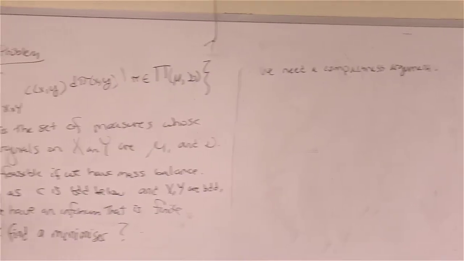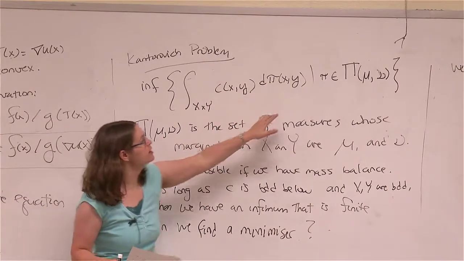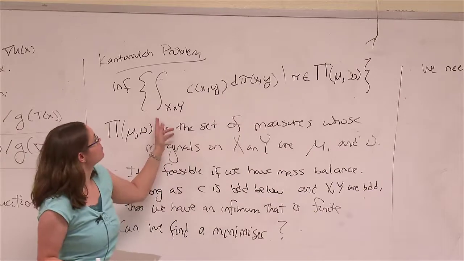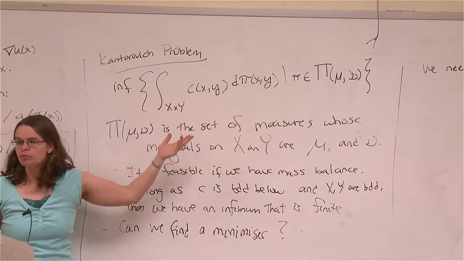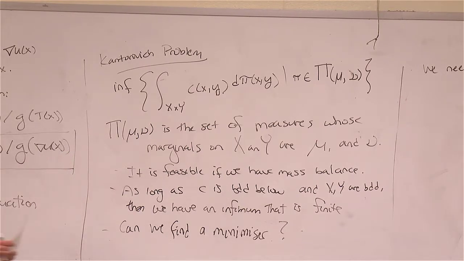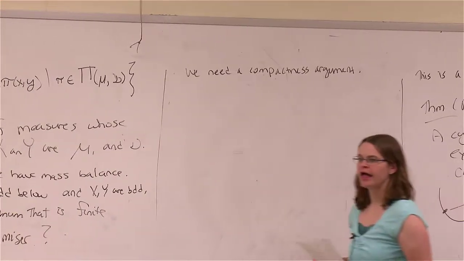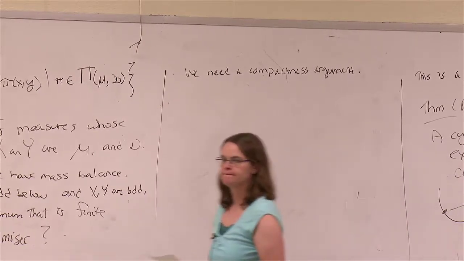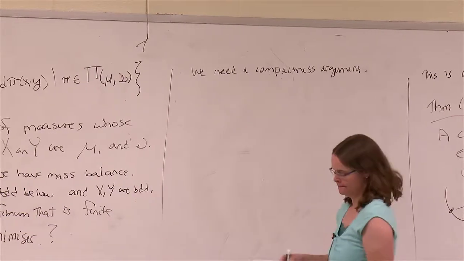Okay, so what we want to do is exactly what I just said. We have this object that we can compute for any given pi in this feasible set. If I compute this, it just gives me a number, some real number. So we have a real valued function, and we want to show that we can minimize this real valued function. It's not just find its infimum. We know it has an infimum that's finite. We want to minimize it.